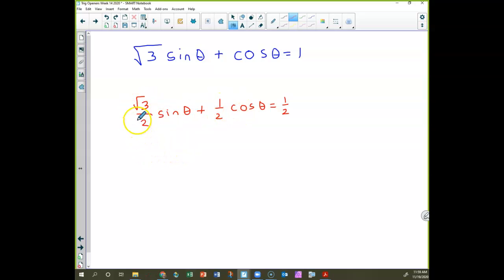I recognize root 3 over 2, that's the cosine of pi over 6. So I'm going to call this the cosine of pi over 6 times the sine of theta. And a half, well, that's the sine of pi over 6 times the cosine of theta. And that's all equal to half. Now, some of you aren't writing this. I'd strongly suggest it. It is a whole lot easier way to do this problem. Well, it's a lot shorter. Maybe easier isn't the right word.